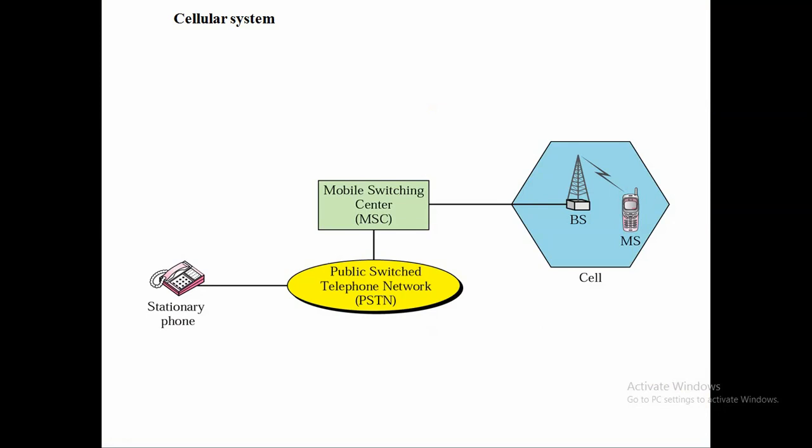Frequency reuse principle. In general, neighboring cells cannot use the same set of frequencies for communication because it may create interference for the users located near the cell boundary. However, the set of frequencies available is limited, and frequencies need to be reused. A frequency reuse pattern is a configuration of N cells, N being the reuse factor, in which each cell uses a unique set of frequencies and the pattern is repeated.